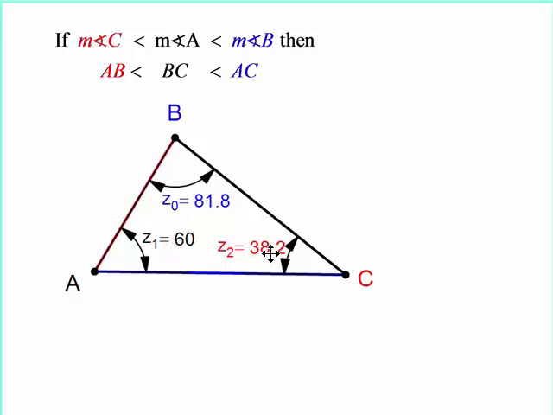This is the smallest angle, so follow that across. AB is going to be the shortest side. This 60 is the next one up in size for angles, so follow that across. BC is the next largest side of the triangle, and then the largest angle here is 81.8, so follow that across there from B. AC has to be the longest side. Okay.